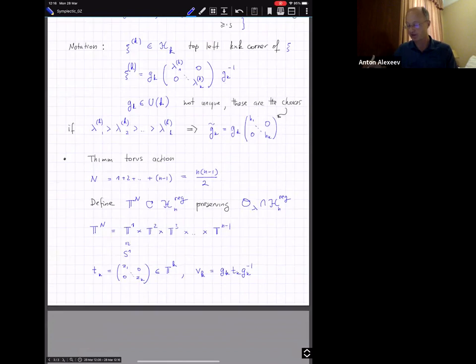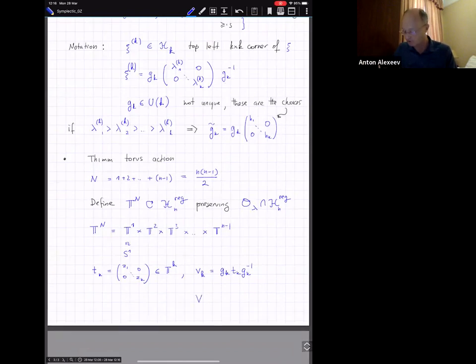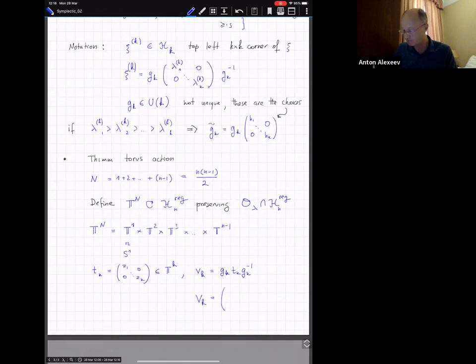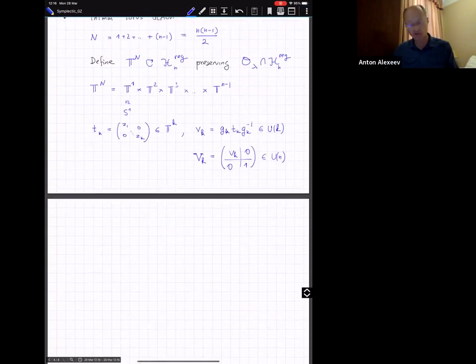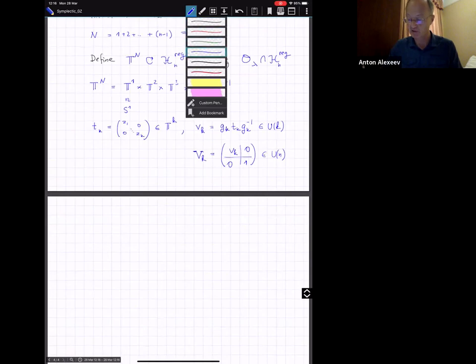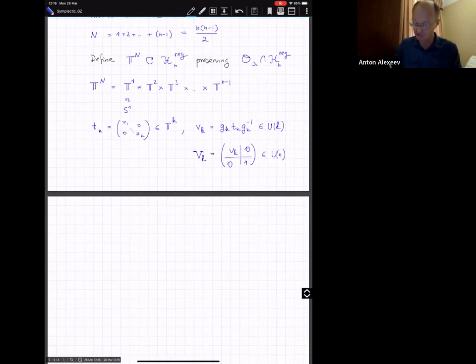Right. And I'll define matrices capital Vk, which are n by n matrices, where we have the block Vk in the upper left corner, 1 down here, and 0. So this is in Uk, and this is in Un. Right. So this is a capital Vk. Okay, so far so good. It looks somewhat strange. So now a kind of surprising formula.